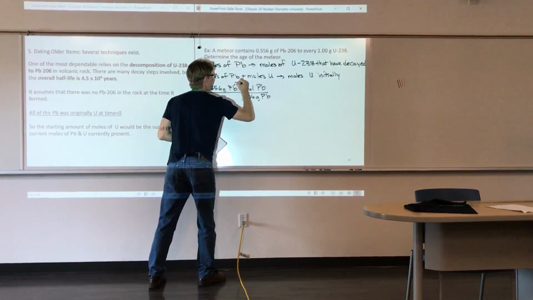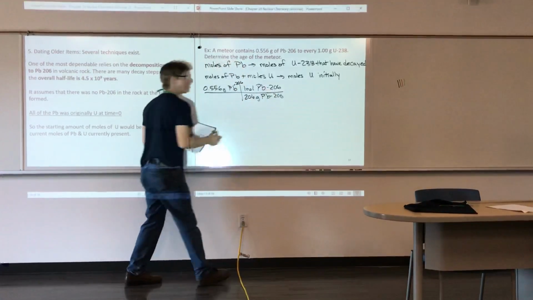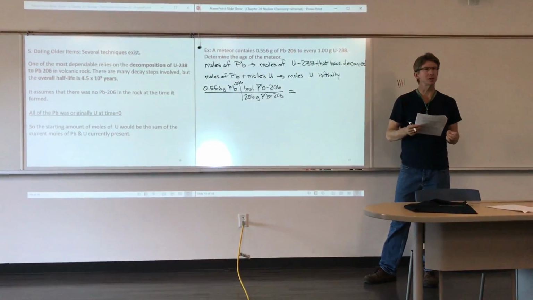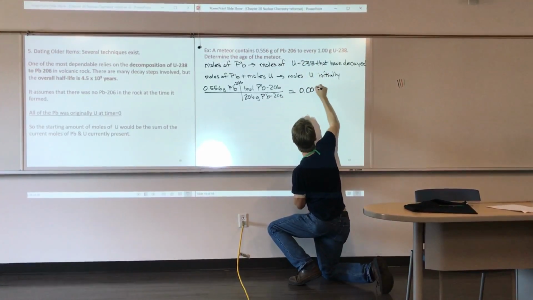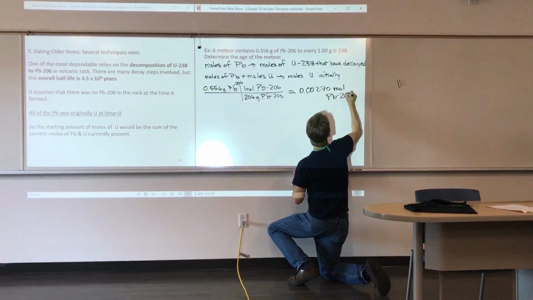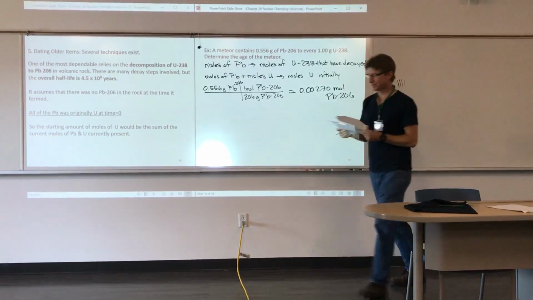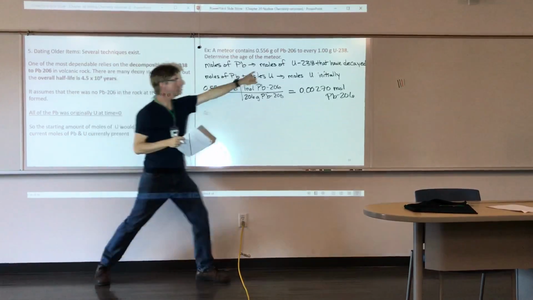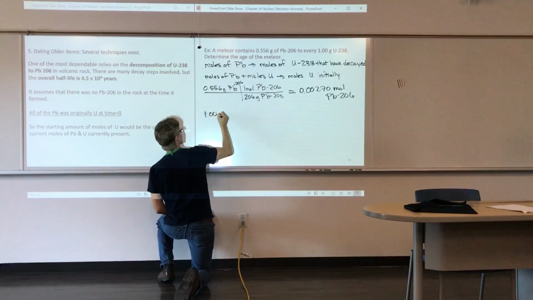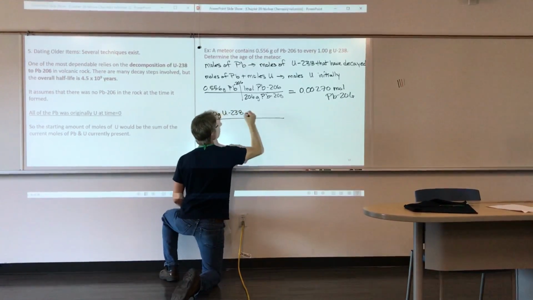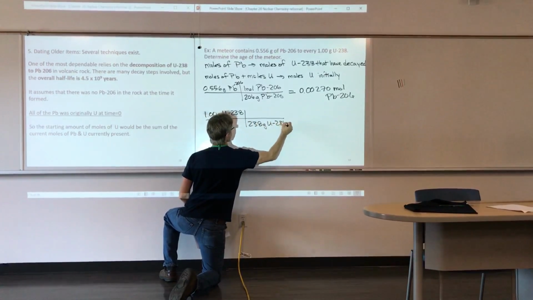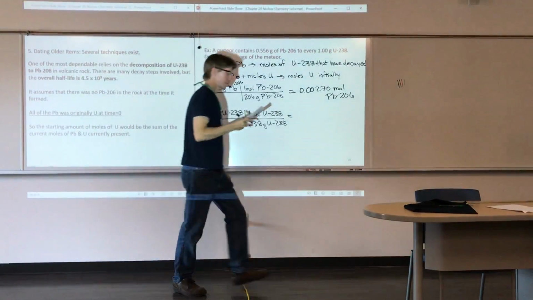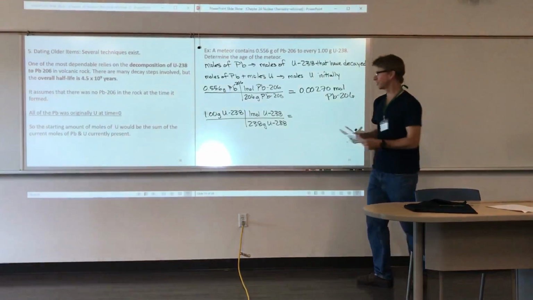I'm going to go ahead and put in my 206. Well, we get 0.00270 moles of lead-206. And now I'm going to do the same thing for the uranium. I'm going to turn it into moles, and I get 0.00420.